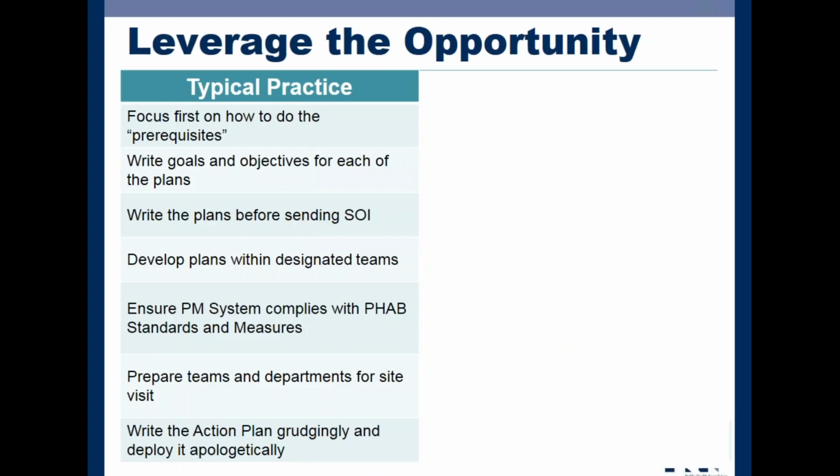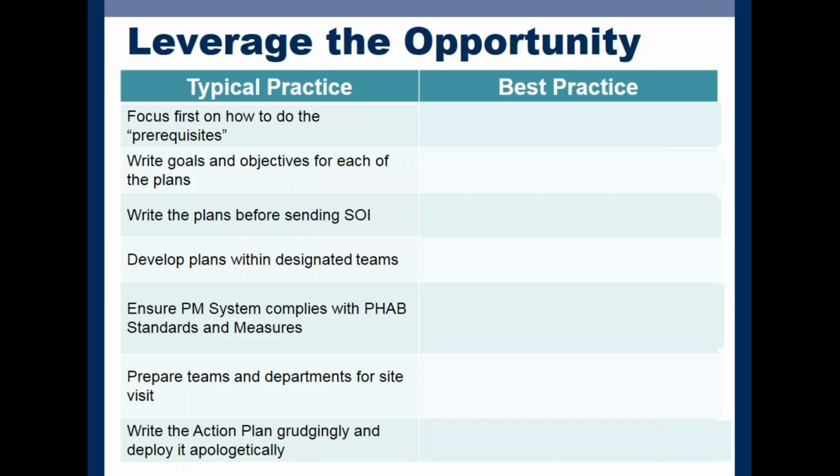The first one is you're going to focus on how to do the prerequisites, which used to be called the prerequisites, but we now think of as the strategic plan, the health assessment, and the health improvement plan. And you can certainly do that and do only that. But what you could do, in addition to focusing on that, is become familiar right away with all 8 required plan systems and policies.